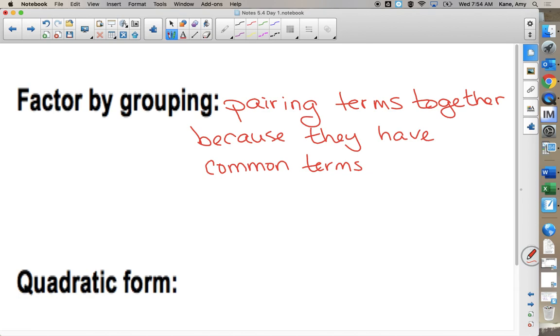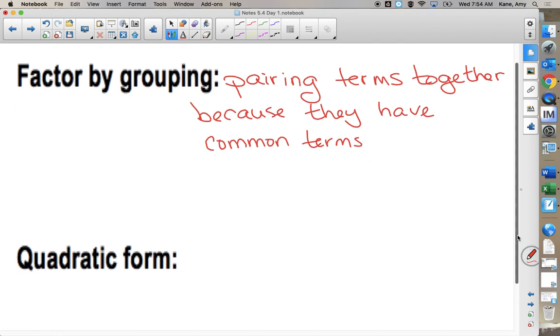So factor by grouping. Grouping means kind of pairing things together. Or I might be putting three things together because they have something in common. But the key thing is you're putting them together because they have something in common. So factor by grouping, you're pulling two things together, maybe three, because they have something in common.